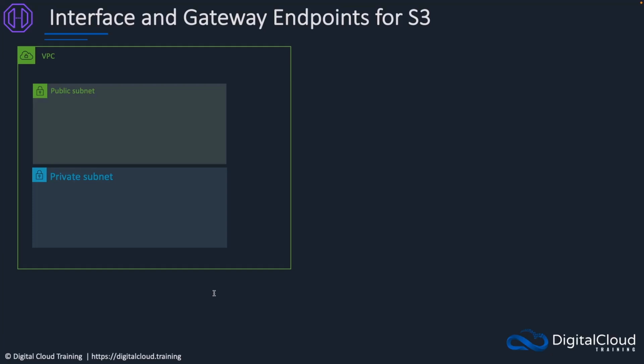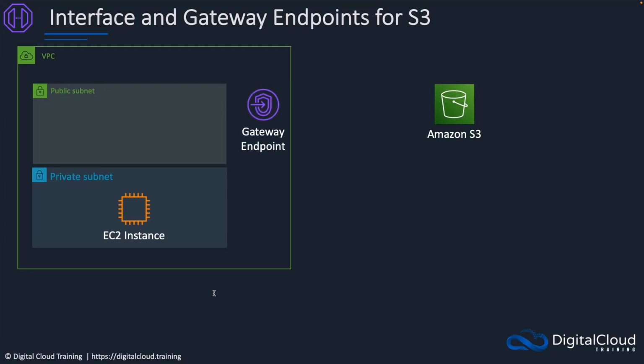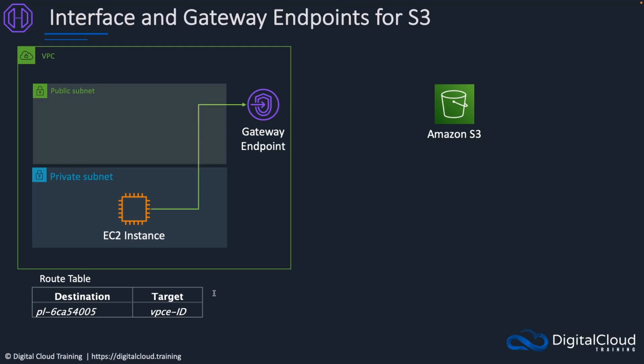Now let's first explore gateway endpoints. So let's say we have an EC2 instance in a private subnet, and we want that instance to connect to a bucket. Well, in that case, of course, we can create an S3 gateway endpoint. And for the gateway endpoint, we need the route entry in our route table. Okay, so that's really important to remember. With the gateway endpoint, you have the route table entry. And then we can connect to the S3 bucket from the instance.